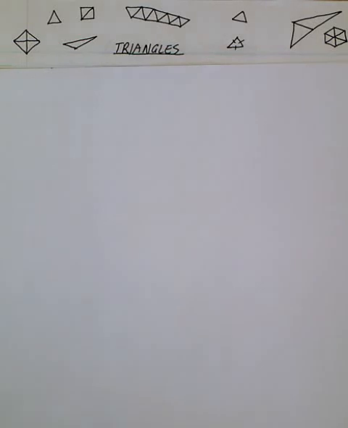Okay, triangles are the most basic geometric shape. They involve three sides and three angles, right? So one of the most important and most useful things about triangles is that we know that all three angles in the triangle add up to 180 degrees. What we're going to look at today are the different types of triangles.